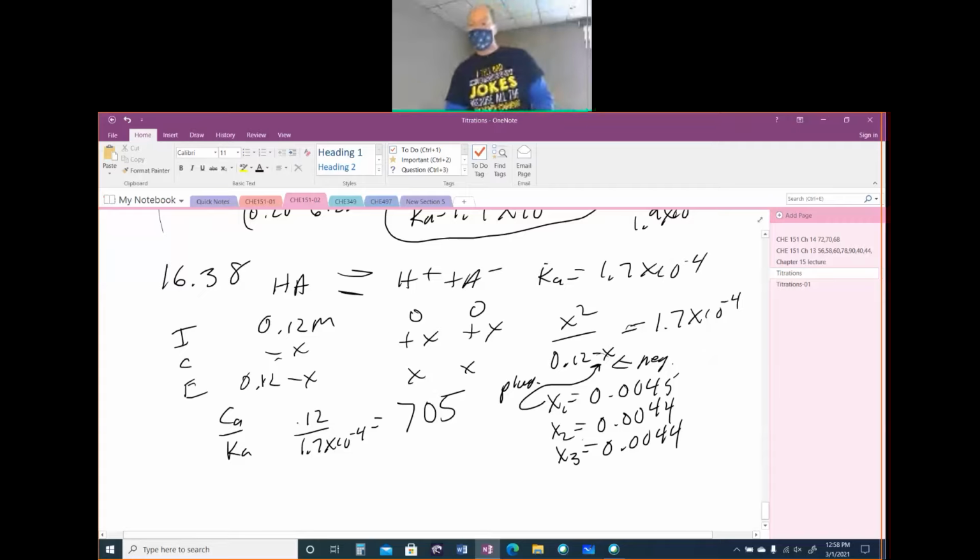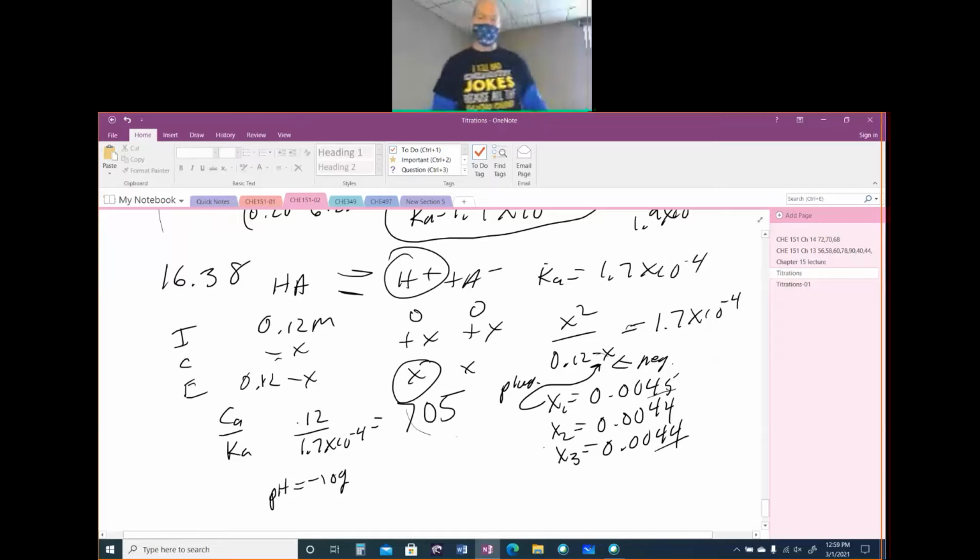If this is a multiple choice, you get 705. If I do these calculations and use 0.0045 versus 0.0044, there's not going to be a multiple choice answer that's going to be that close together. All right, and so your pH is equal to the negative log of your H plus. You have to make sure that your X is your H plus. You then confirm that your X is your H plus, and so this is 0.0044. So the negative log of 0.0044. And that is a 2.36.